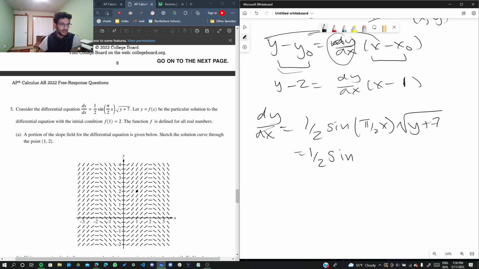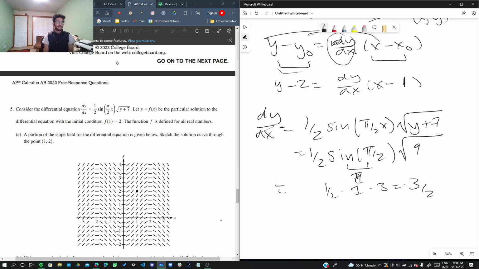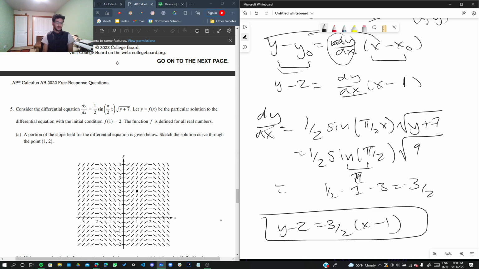So just sine of pi over 2, plus 2 plus 7 is 9. Of course, show more work than this, I'm just lazy. Sine of pi over 2 is 1. You know, your unit circle, it's amazing. Half times 1 times 3 is just 3 halves. So now you just plug in 3 halves into there, and we have this beautiful tangent line. Wonderful.